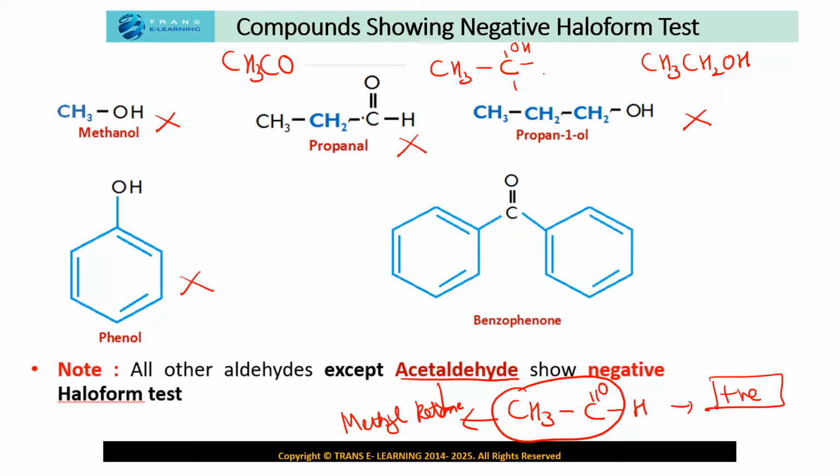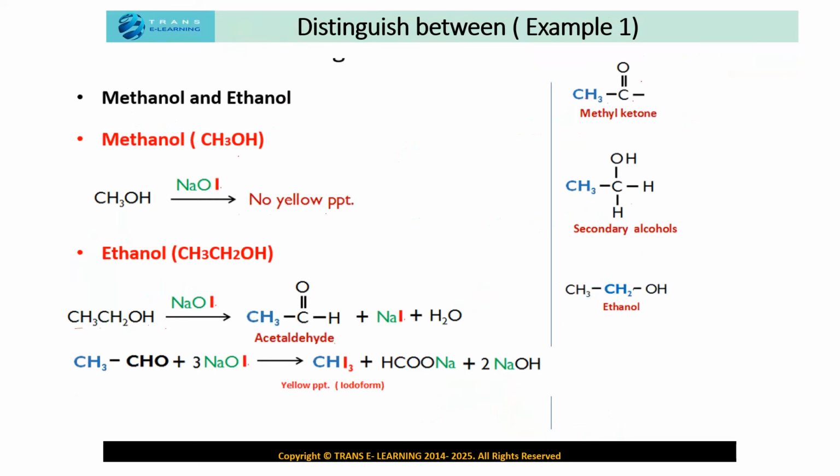Benzophenone, it doesn't have methyl ketone, so it is not going to show you the positive haloform test. Only acetaldehyde in aldehydes is going to show you the positive haloform test. Others will show the negative haloform test. Now, let us understand haloform test with the help of examples.